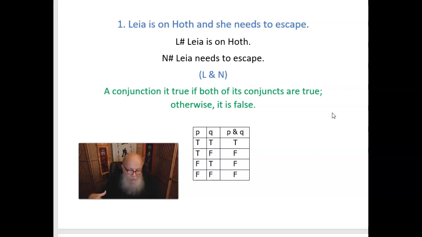So this compound proposition will be true as a whole only if it's true both that Leia is on Hoth and it's true that Leia needs to escape. And if we use our variables to stand for any possible substitution instances, we can define the meaning of "and" in what we call a truth table, which graphically displays all possible combinations of truth values in such a compound proposition. Now, truth tables are kind of interesting.